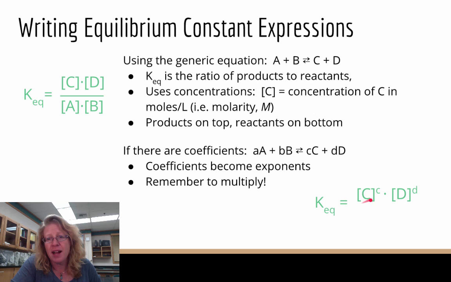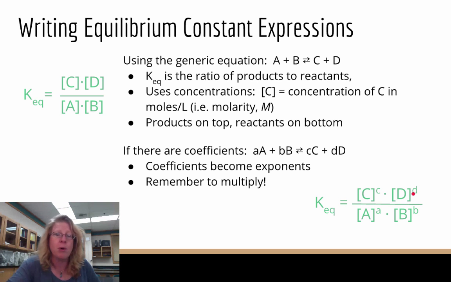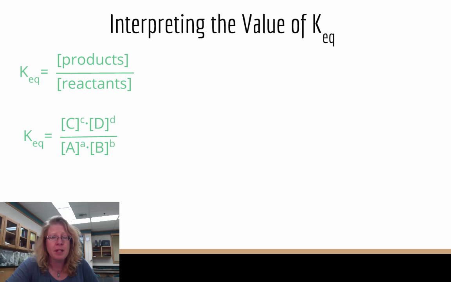So you've got the concentration of C in square brackets to the C power, whatever that is. It could be a 1, it could be a 2, it could be a 3. And then it's times the concentration of D to the D exponent, and then divided by A to the A exponent and B to the B exponent. Like I said, we'll look at a couple of examples that will make a lot more sense. Once you get the hang of this, not so bad. So products on top, reactants on the bottom, you're multiplying, and then if you have coefficients in a balanced equation, they become exponents.